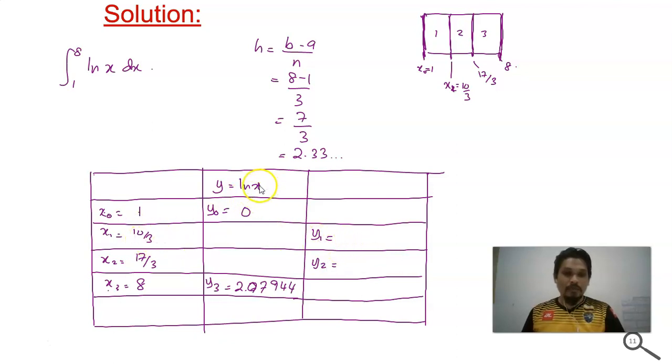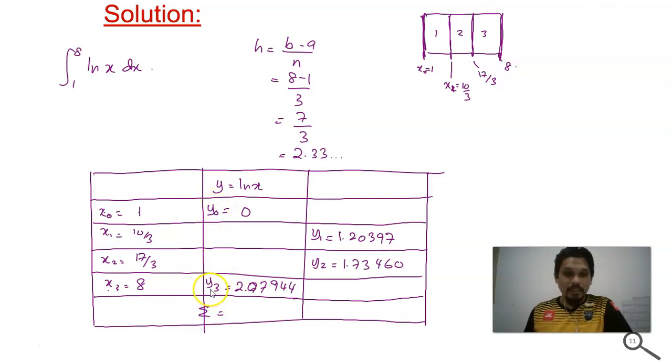Substitute 10 over 3 into the function, ln of 10 over 3. Use a calculator. Natural log of 10 divided by 3 gives 1.20397. You may also test 17 over 3, and it gives 1.73460.